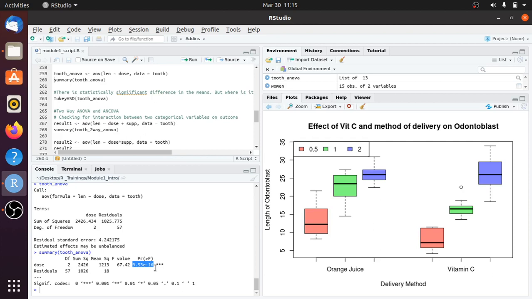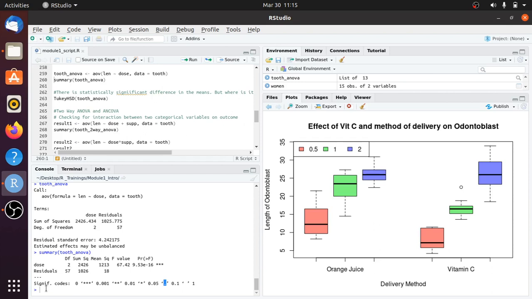Looking at the length, it's significant even at 0, not even at 0.05. That is what these three asterisks you are seeing here mean. If it was at 0.001, it would give us 2 asterisks. If it was 0.01, it would give us 1 asterisk. If it was 0.05, which is the standard one, it would be a dot. Then we have 1 and all the rest. So that is how we carry out our ANOVA.